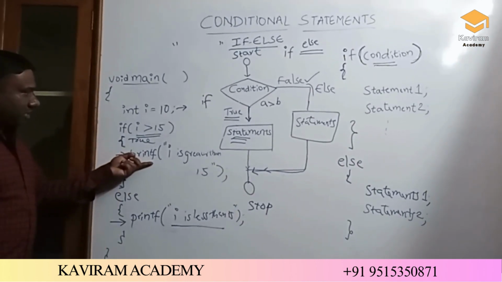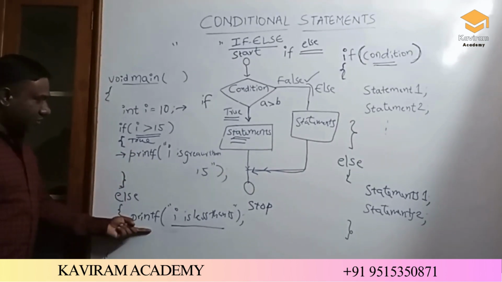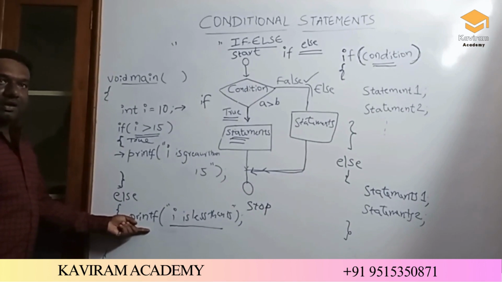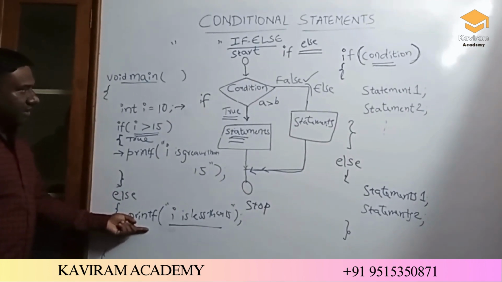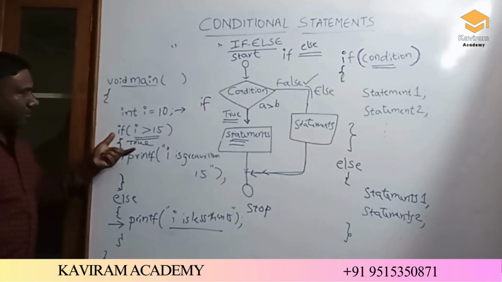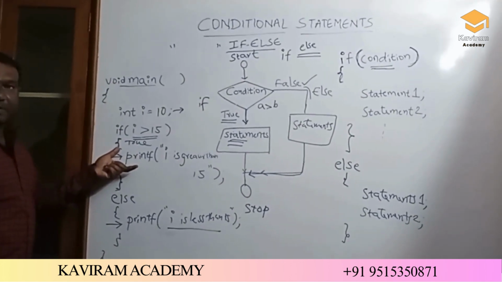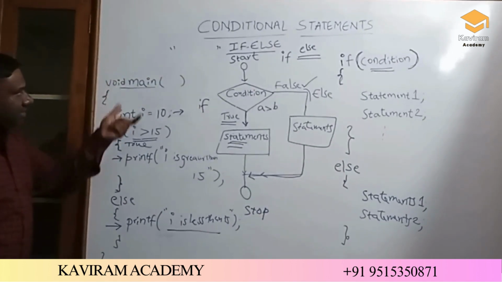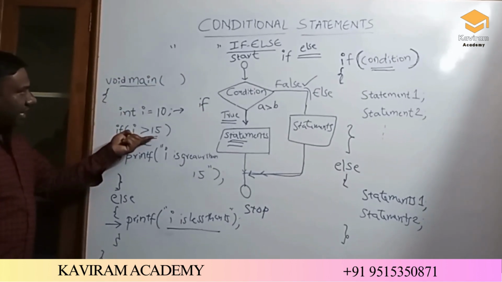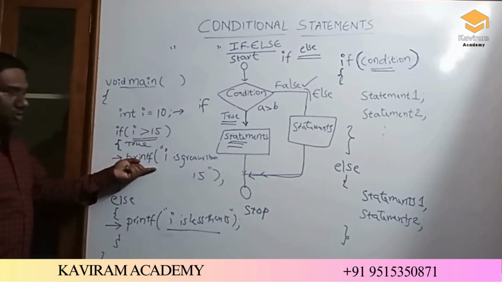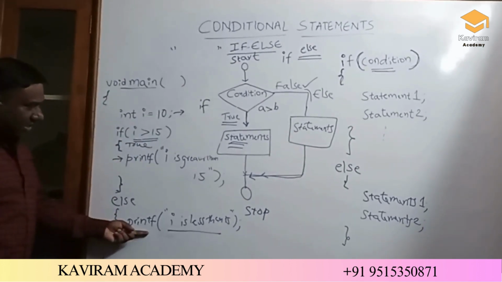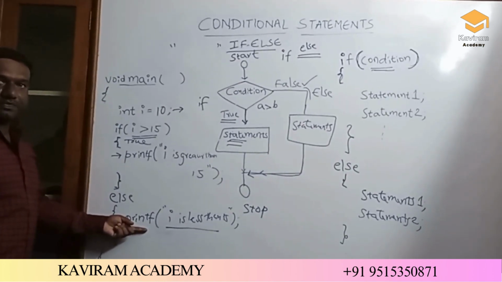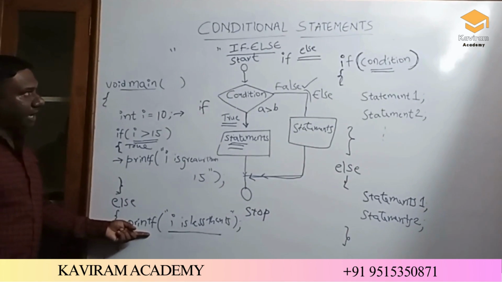If the condition is true, this statement is executed. If the condition is false, this statement will be executed. Basically, we have seen that each and every statement is executed, but here you can see we are jumping some statements. Those are your control statements, your conditional statements. Depending upon the condition, if the condition is satisfied, then only we execute these statements. If the condition is false, the statements in the else are executed by your C processor. So this is about if else.